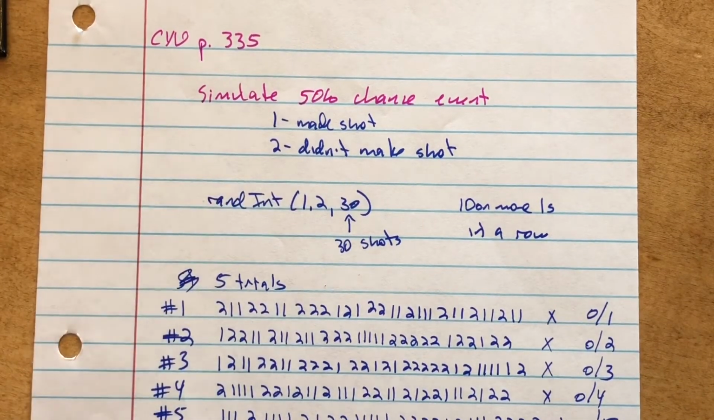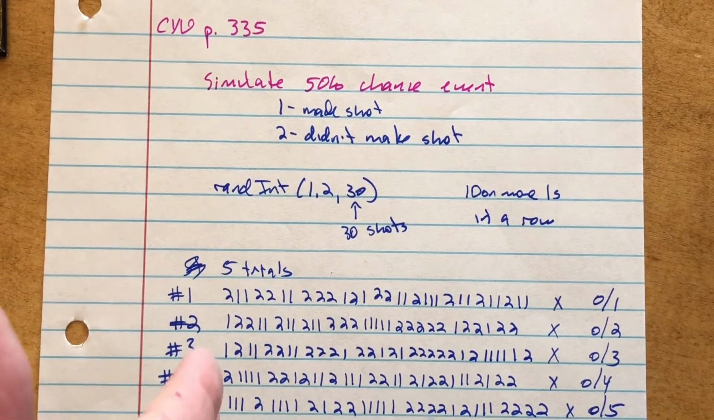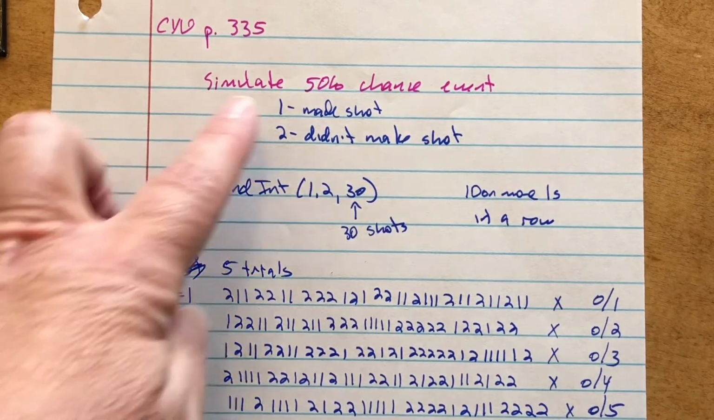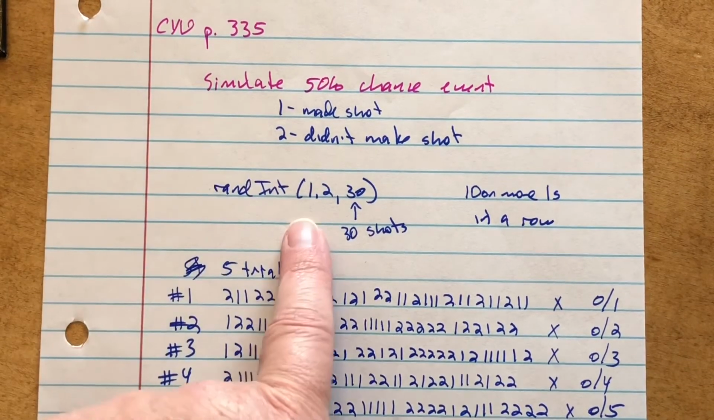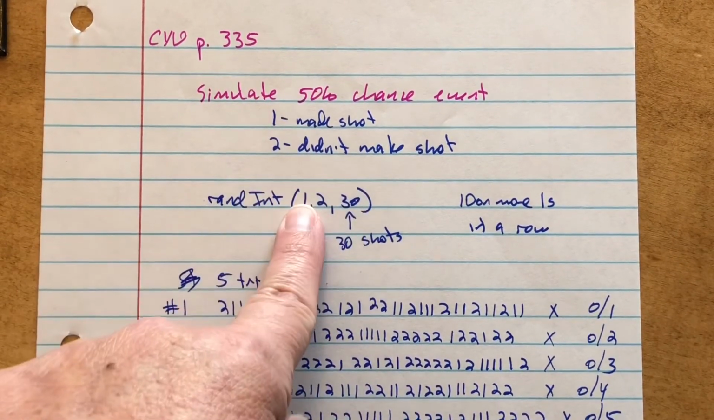50-50 is easy, 1 out of 2, okay? Suppose it was 70%. I might choose numbers 1, 2, 3, 4, 5, 6, 7 to say made a shot, and 8, 9, and 0 not making a shot. So this is probably where you gotta think the most. And then you do your number of trials and you find whatever it is that you're looking for.